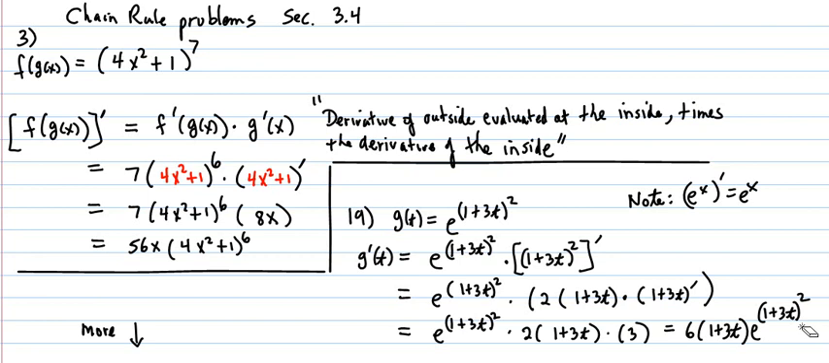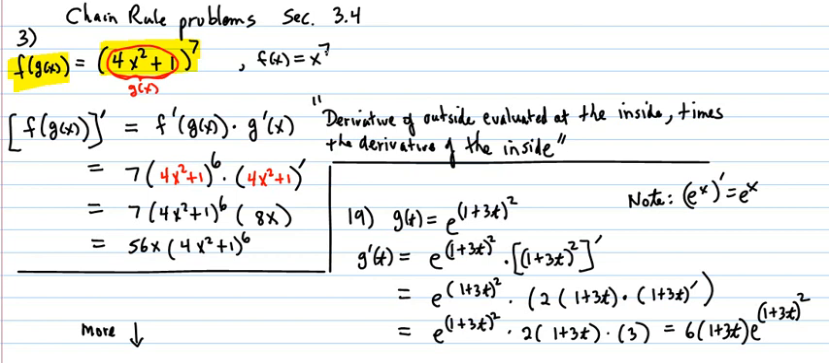Here's some selected chain rule problems from the book. First we have this one. We're just told to find the derivative of this, so I named it f of g of x. And then we realize that this inside here, we're going to call that g of x. So there's g of x, and the f of x function is just x to the 7th.